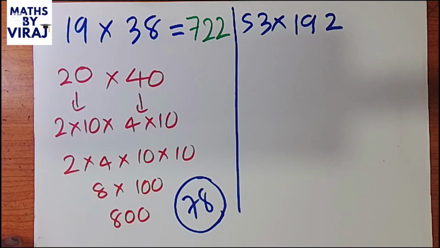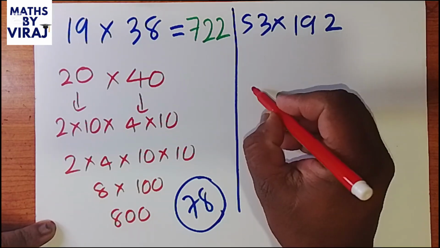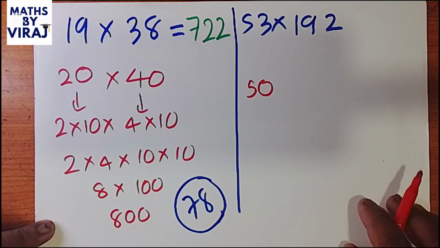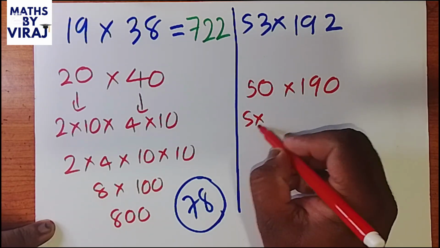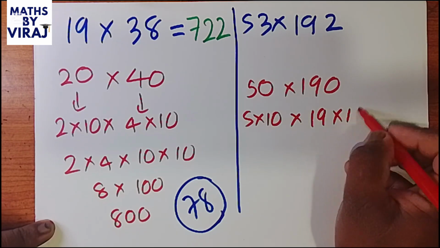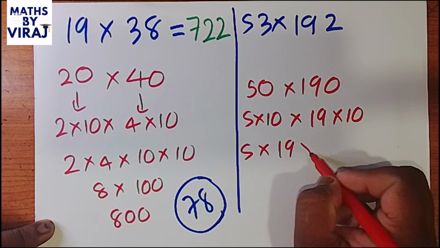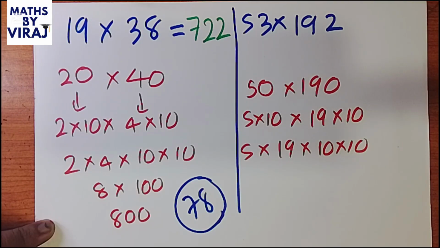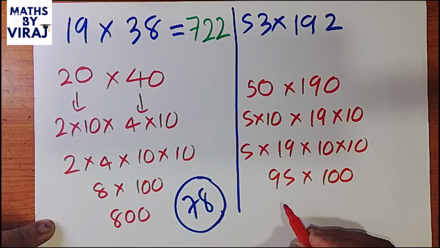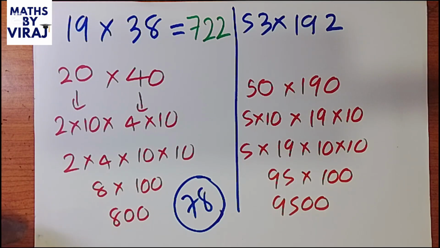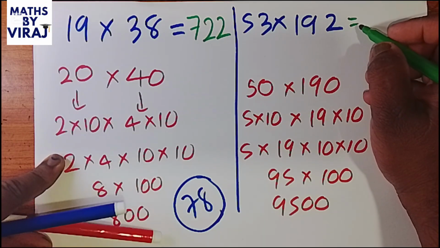But what if the numbers become large? What if the numbers become big? Look at this. 53 I can round off to 50. 192 I can round off to 190. This is 5 into 10 into 19 into 10, which is 5 into 19 into 10 into 10. What is the final answer? 95 into 100, 9500.